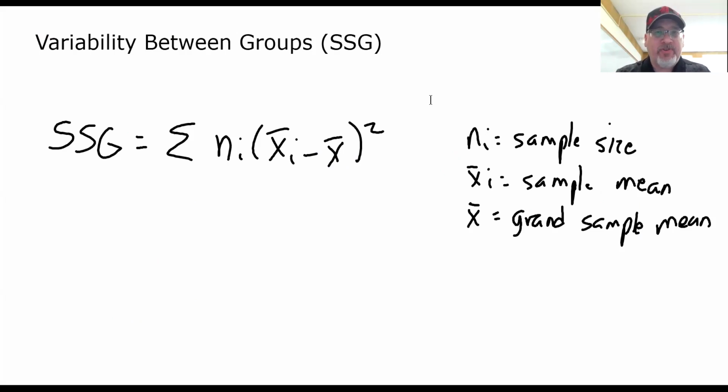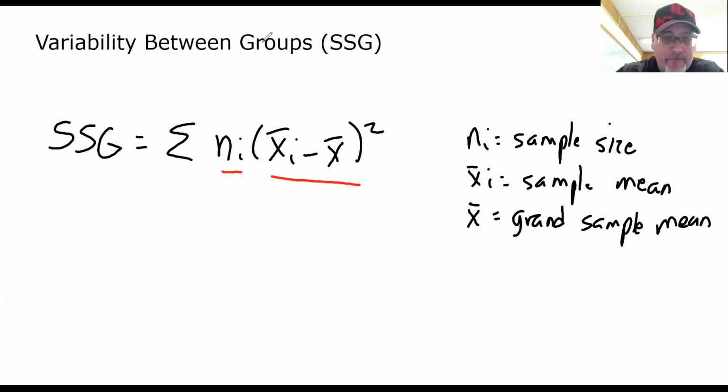Variability between groups is abbreviated SSG. If you ever see SS, it's short for sum of squares, which means we're adding a bunch of squares. The formula for SSG is the sum of the sample size, which is the n_i, times the square of the deviations of each sample mean from the grand mean. I don't think we've talked about the grand mean yet. I know I snuck it in the Excel spreadsheet, so let's go take a look at that real quick.